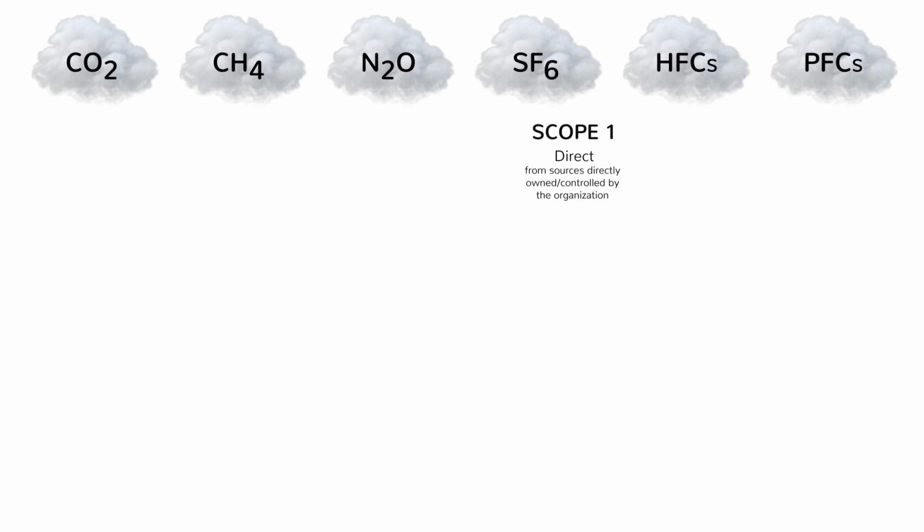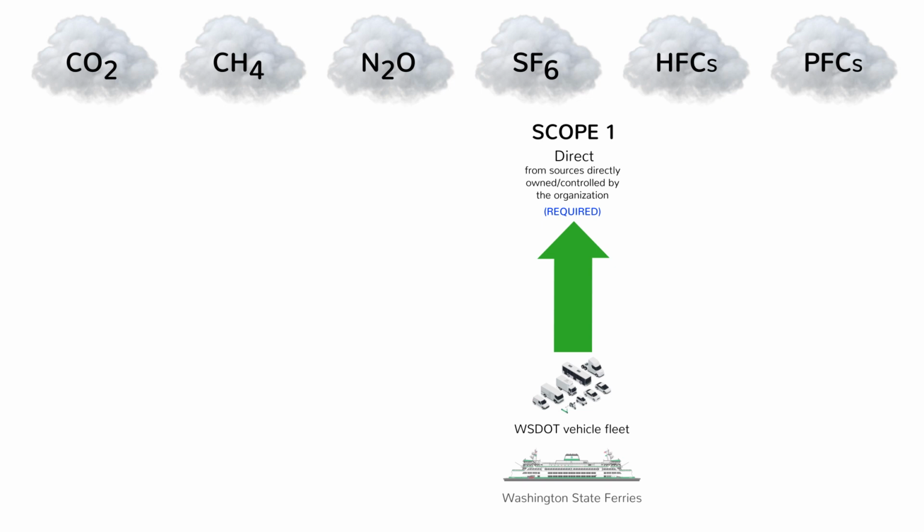Scope 1 includes direct greenhouse gas emissions. These emissions come from sources directly owned or controlled by the organization, and reporting is required. For transportation infrastructure, this would include emissions from fleet vehicles owned by the state DOT, such as hauling trucks or ferries.